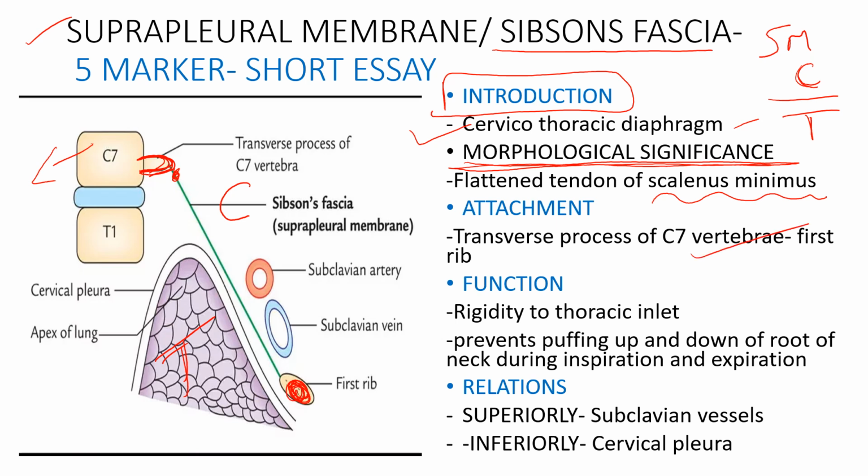What is the function of this? One thing is that it provides rigidity to the thoracic inlet, and the other is that when we inspire and expire air, the apex of the lung is prevented from popping out of the root of the neck. So it prevents puffing up of the root of the neck during inspiration and expiration. Now, what are the relations? Superiorly we have the subclavian artery and subclavian vein, and inferiorly we have the cervical pleura covering the apex of the lungs. Now, what diagram are you supposed to draw here?